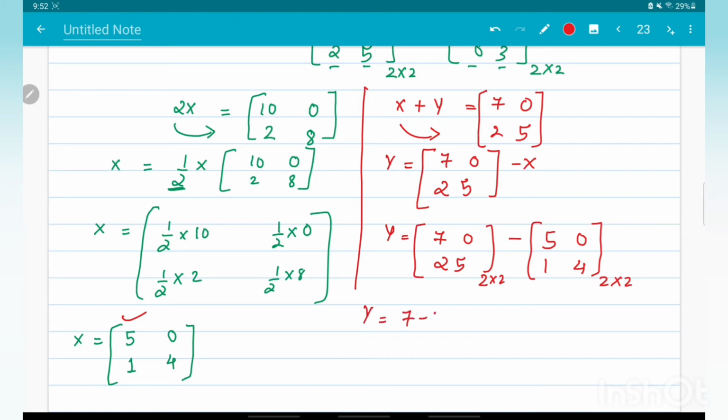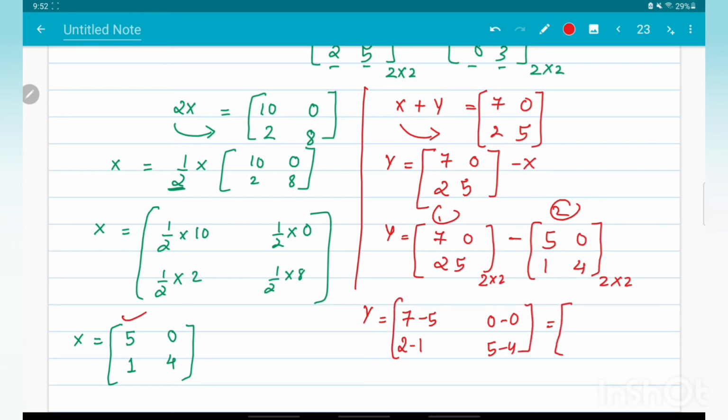Okay, just go with the order, don't change the order, and don't write it as 5 minus 7. The order in which this is there, that is the first matrix and this is the second matrix, so that order only you have to write. So 7 minus 5, 0 minus 0, 2 minus 1, and 5 minus 4. Okay, so in this order only you have to write.